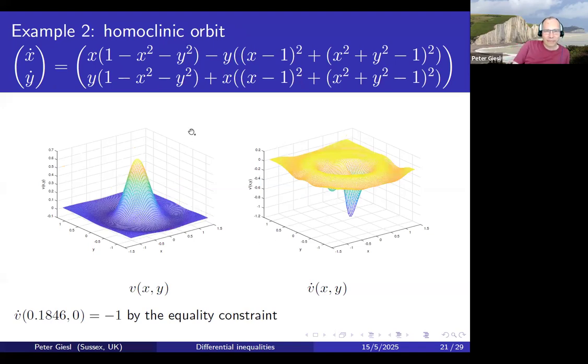Here's another example, which has this time a homoclinic orbit, but it's still attractive. We can't see that it's homoclinic, but we can see that it's part of the chain recurrent set, which is here. And here we have an unstable equilibrium point at the origin. Again, we have fixed this one point with the derivative -1. And you can see again that here the derivative is 0 and here as well.